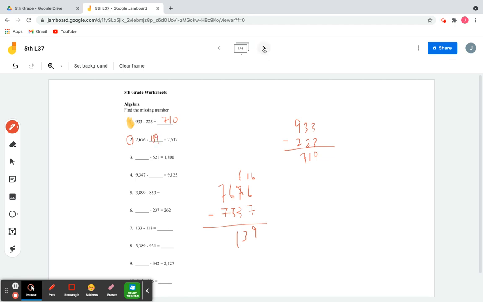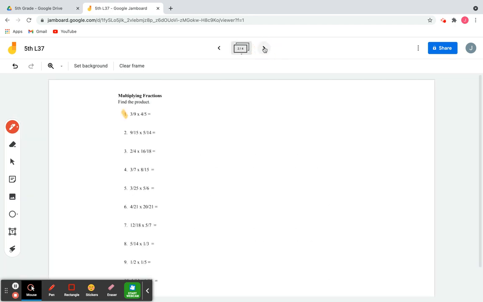And then let's move on to the next page. And then we have multiplying fractions. So let's work on number 1. We have 3 over 9 times 4 over 5. So I'm going to multiply across. So 3 times 4 is 12. And then 9 times 5 is 45.